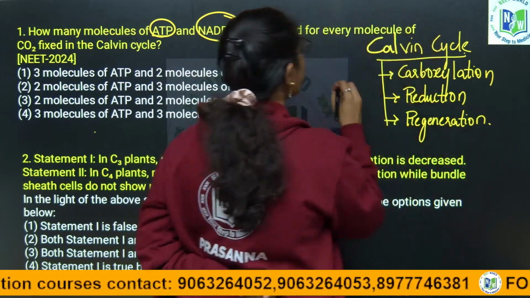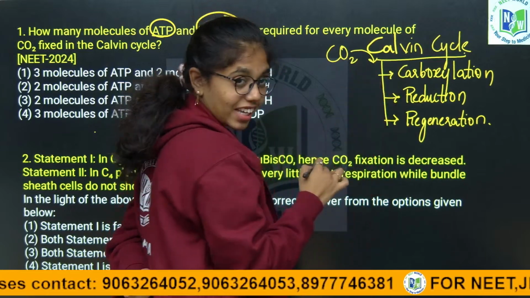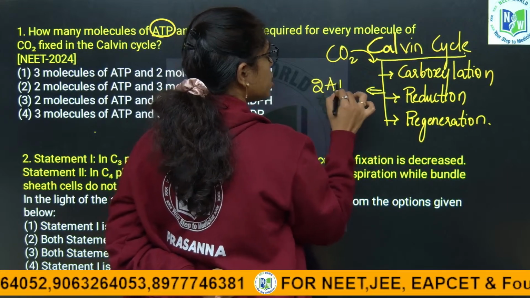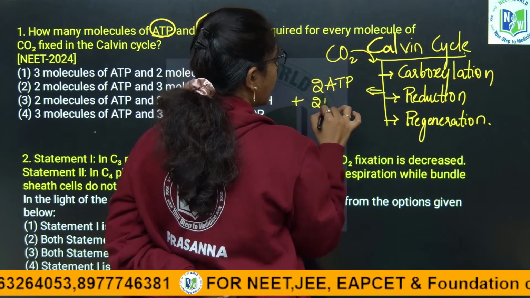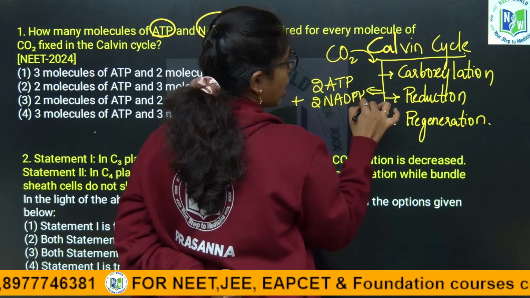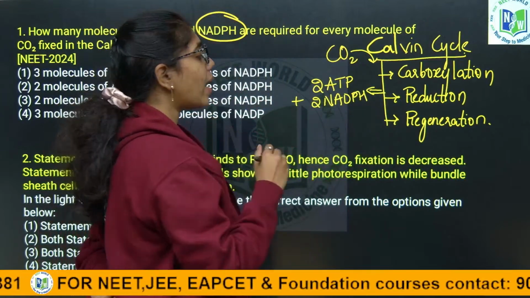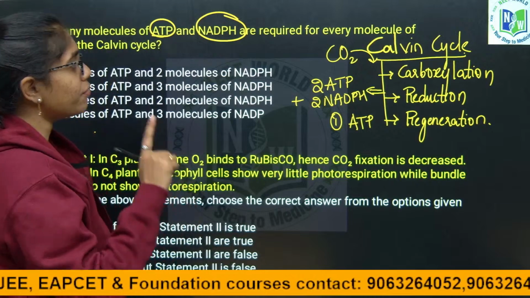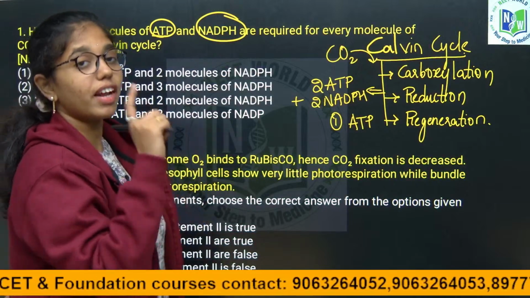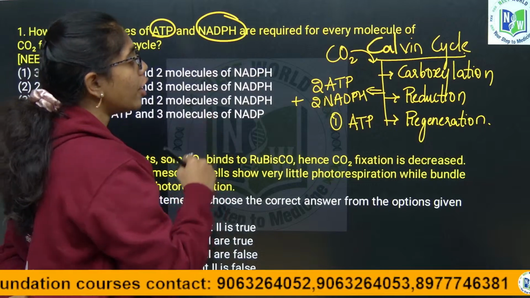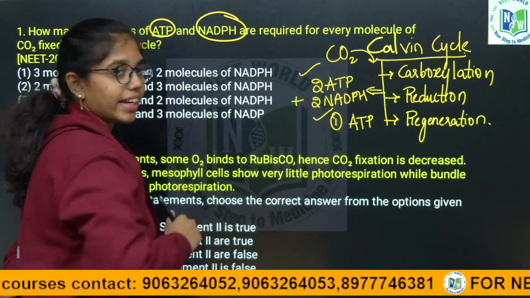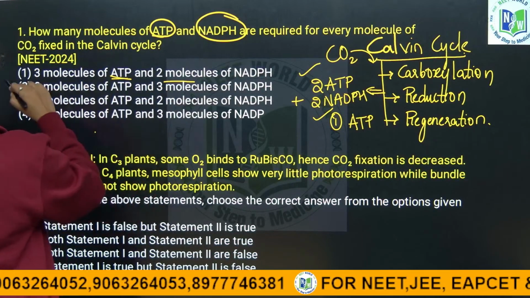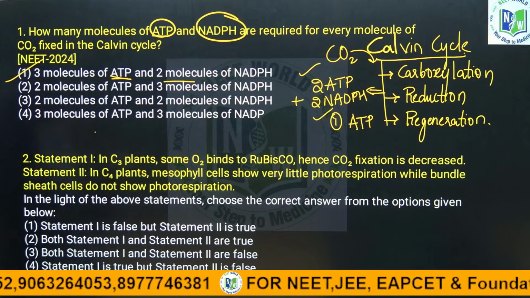For every molecule of carbon dioxide that is fixed, 2 ATP and 2 NADPH are utilized in the reduction step, and 1 molecule of ATP is utilized in regeneration, for each cycle of Calvin cycle. On total, how many ATP? On total 3 ATP and 2 NADPH. It is 3 molecules of ATP and 2 molecules of NADPH. Option 1 is the correct answer.